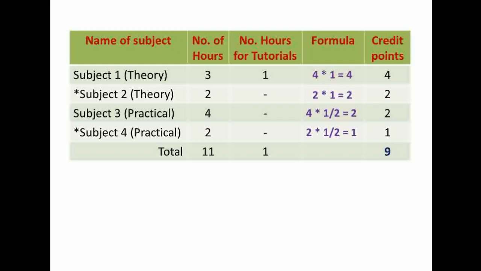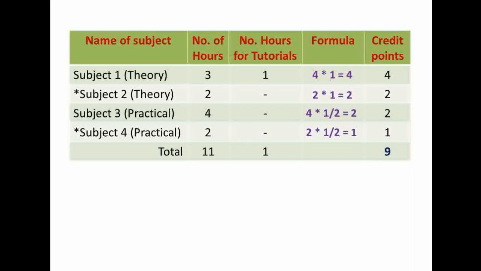Now the subject 3, which is the practical subject, number of hours allotted per week to that subject are 4. Tutorial hours are not assigned since it is a practical subject. So total hours becomes 4 and it is multiplied with 1 by 2. So you will get the credit points 2. In case of a subject 4, it is marked with asterisk mark that indicates that it is the practical of your non-university subject. Number of hours allotted are 2. Tutorial hours are not assigned. So total hours becomes 2. It is multiplied with 1 by 2. So you will get the credit points 1.